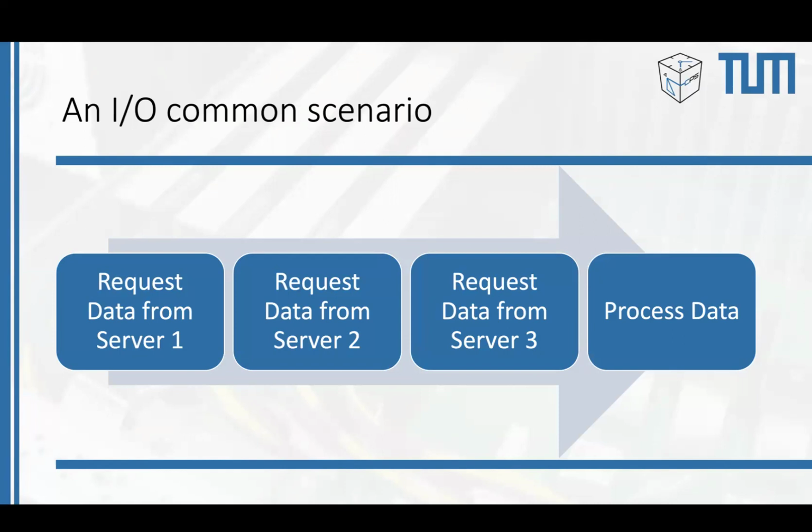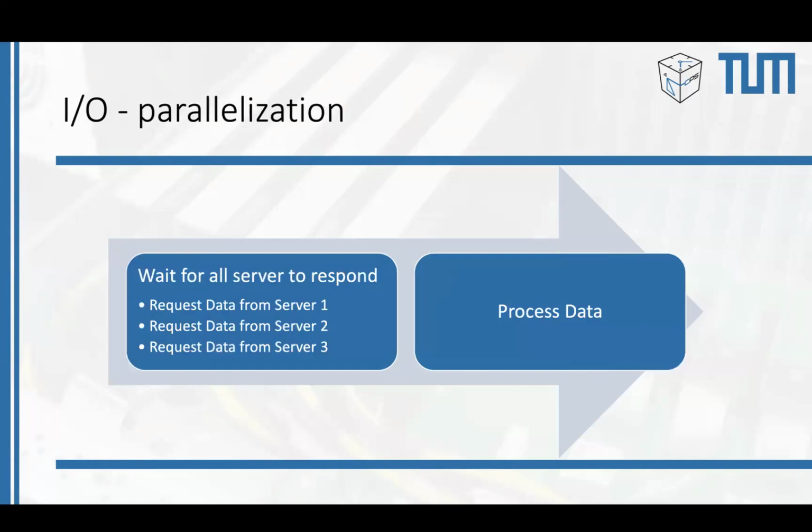Because you're waiting maybe half a second for the first, half a second for the second, half a second for the third. So you process the data only after you got through all this waiting. But you could wait for this in parallel, right? It would be a lot more efficient if you could wait for all the servers to respond, then request the data from everybody, wait for all the servers to respond. When the data has arrived, then you process it.